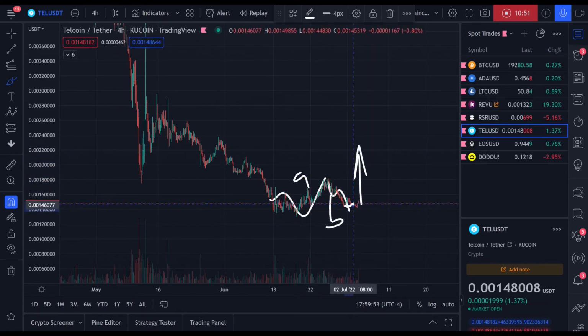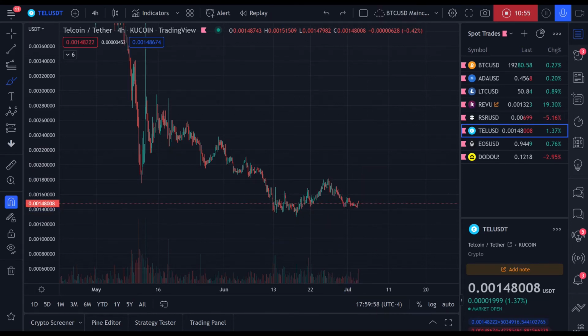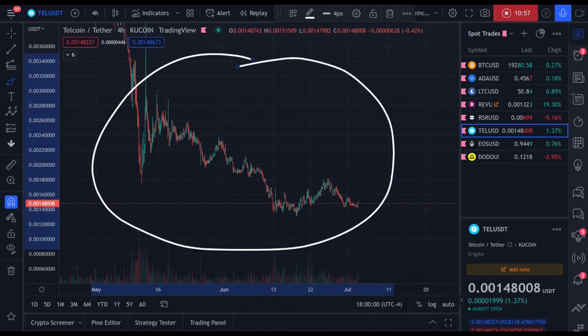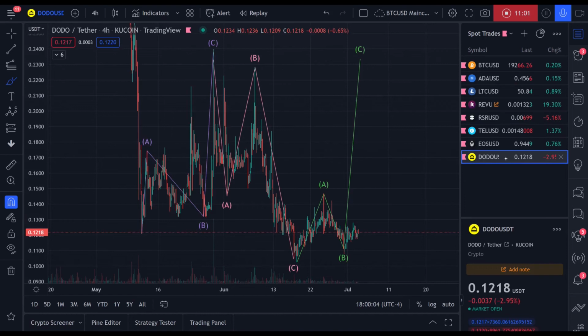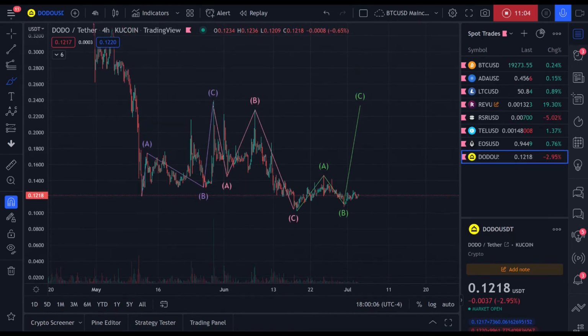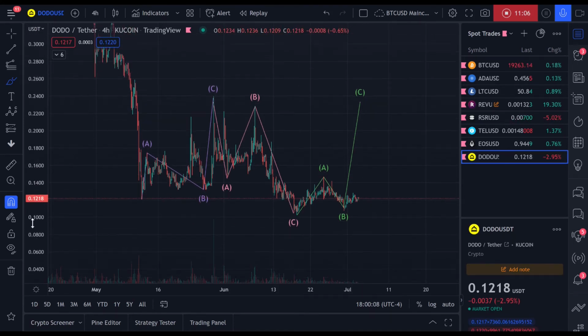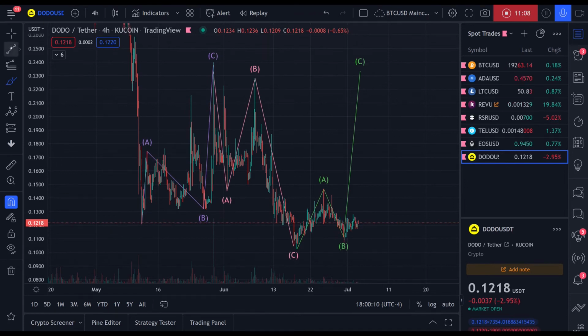And here's your base before your pump right there, right? All these altcoins have been doing consolidation reversal for 51 days now. Okay. And then last but not least, I'm going to do Dodo. Already put this in, this reversal pattern. I think Dodo's already into impulse.